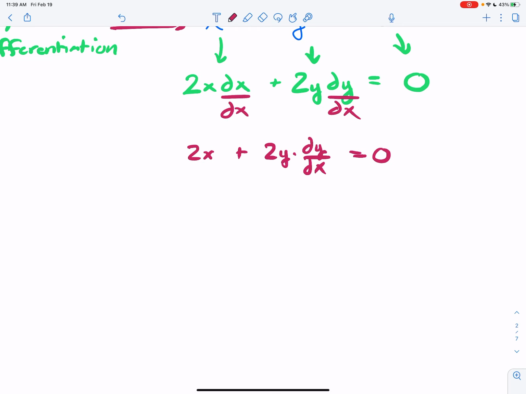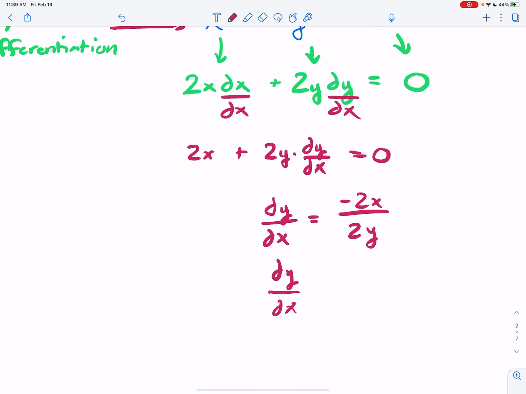Last step is you try to get dy dx by itself. So basically dy dx, if you move things around, will be negative 2x divided by 2y. And that's pretty much negative x over y if you want to reduce.